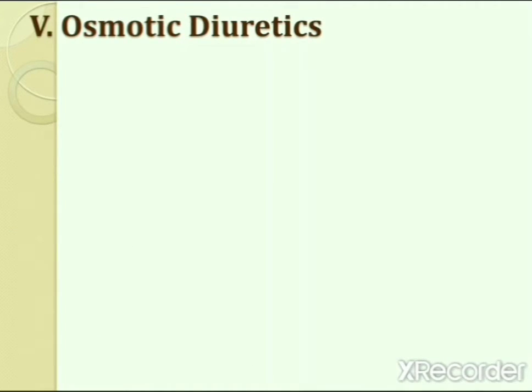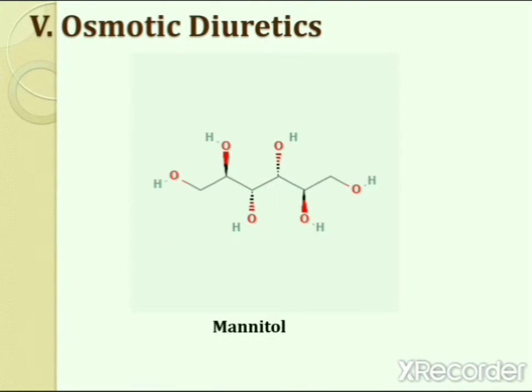Last category includes osmotic diuretics. Osmotic diuretics are substances that are freely filtered at the glomerulus but are poorly reabsorbed. Mannitol is the prototype of these diuretics.